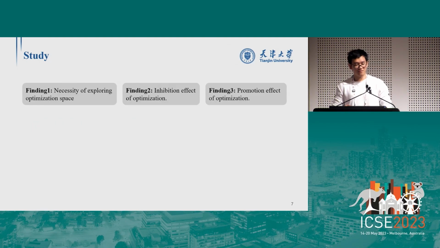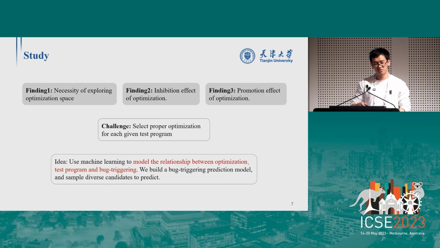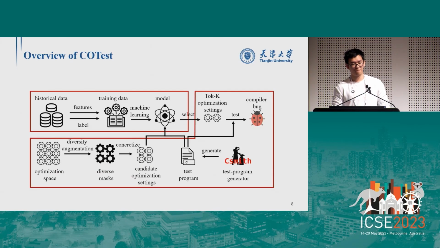And through the above three findings, to make better use of optimization on compiler testing, the key challenge is how to select the proper optimization for each given test program. Our solution is to use machine learning to model the relationship between the optimization, the test program, and the bug triggering. We built a bug triggering prediction model and sample diverse candidates to predict. So we propose our approach, Call-test.